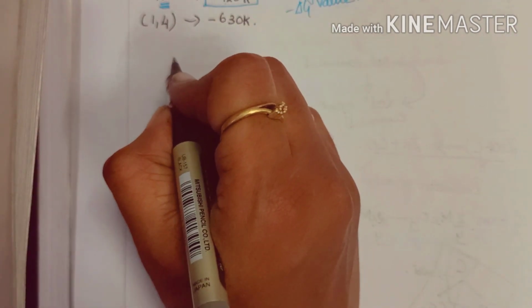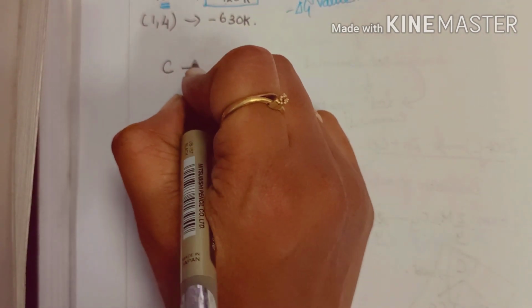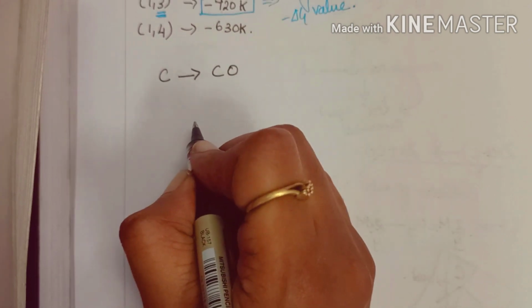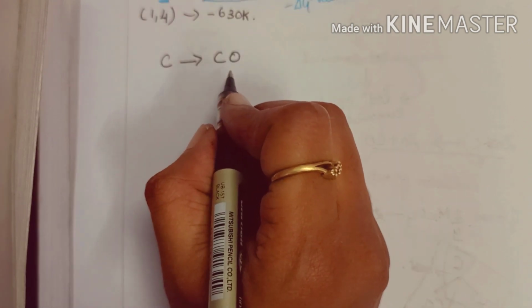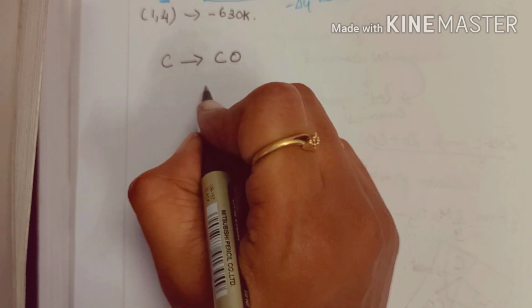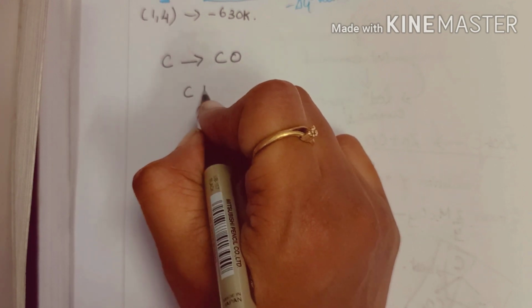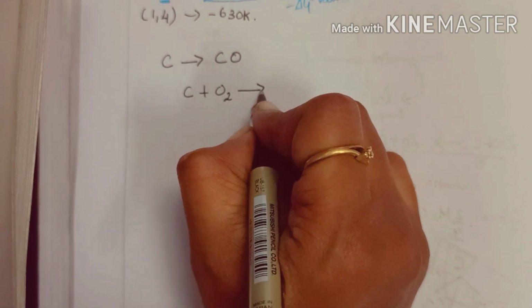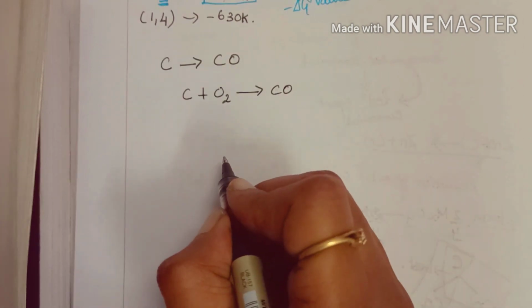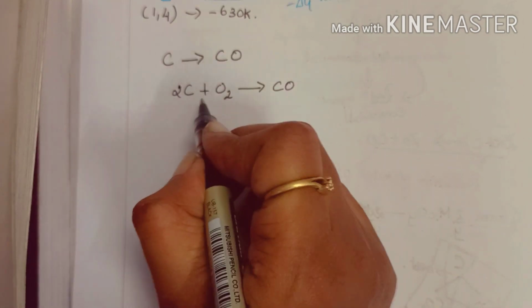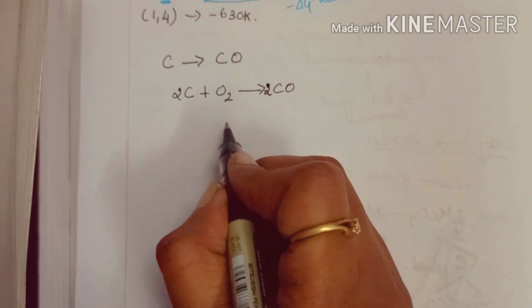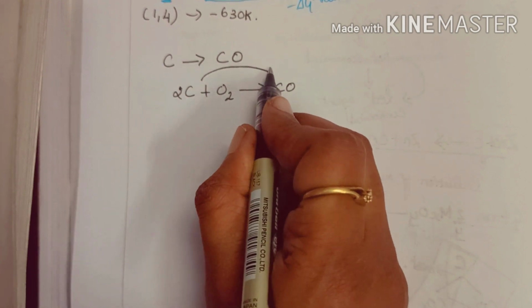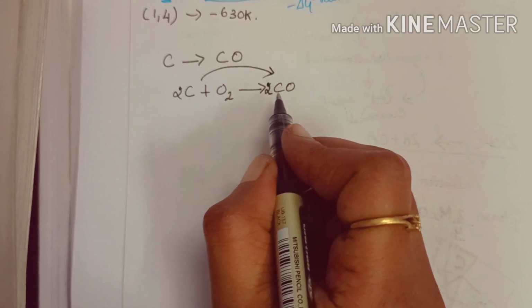So first is carbon to carbon monoxide. Hence the chemical reaction for this part will be C plus O2 gives CO. Now if I balance it, 2C plus O2 gives 2CO. So here carbon is converted into CO.